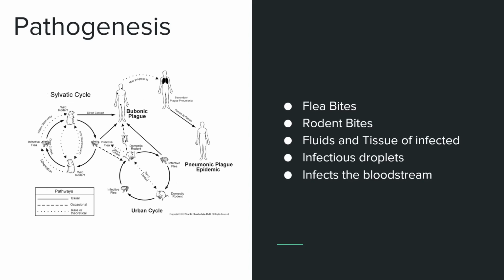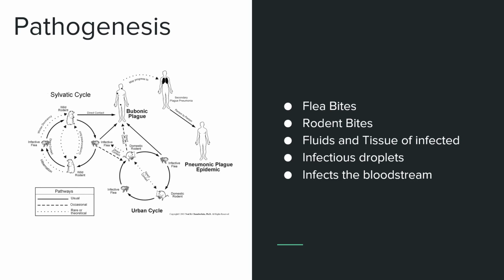The disease transmission is usually through flea bites or rodent bites, but any infected tissue or fluids from mammals can cause the disease to spread. Infectious droplets from a pneumonic plague can infect other individuals, and the pathogen usually travels through the bloodstream to infect other parts of the body.